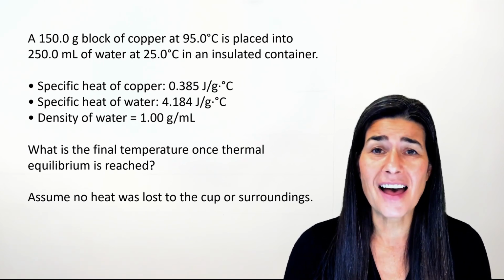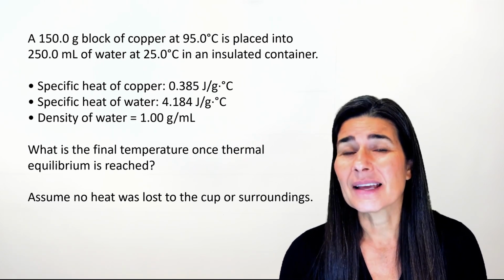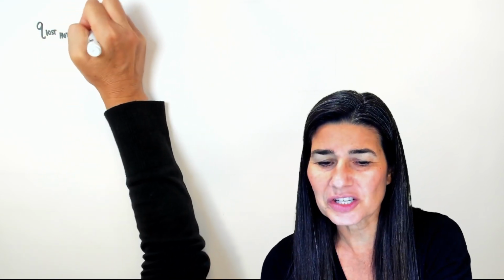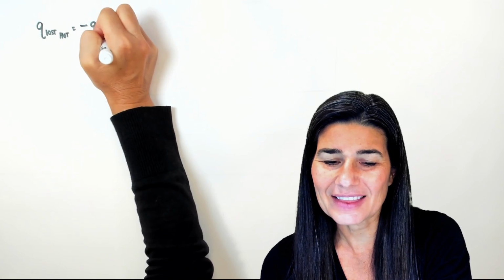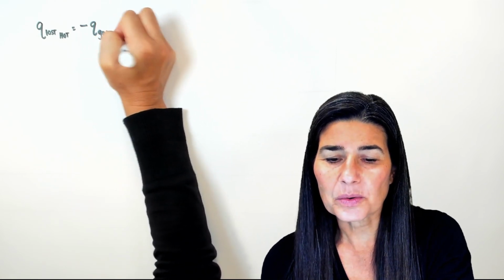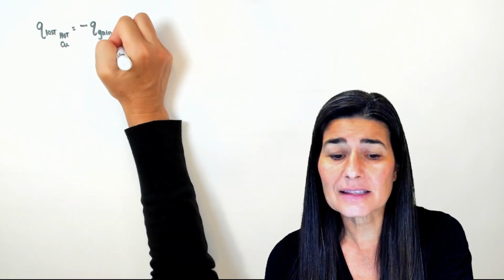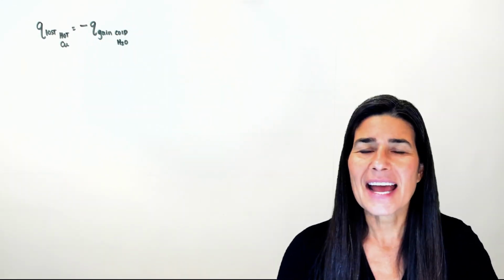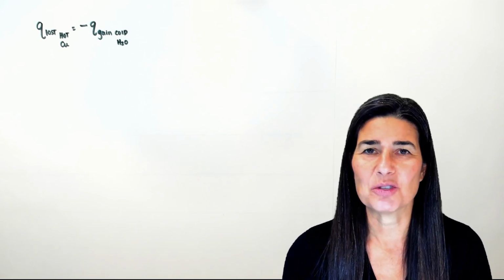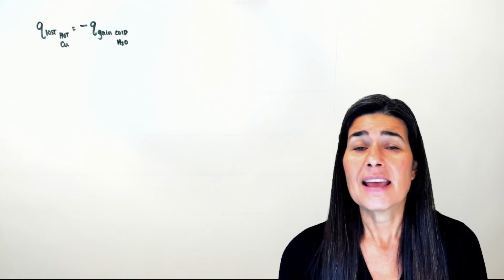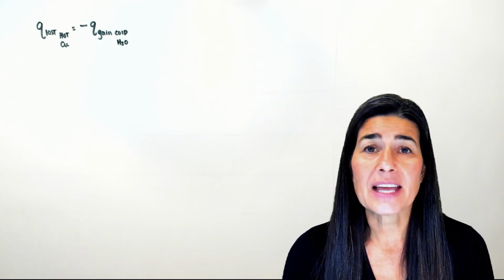Heat lost by the hot equals negative heat gained, in this case, by the cold water. So I'm going to start by saying Q lost by the hot equals equal and opposite changes, heat gained by the cold. Okay, so who's losing heat? Hot copper. Who's gaining heat? The cold water. Now we just need to figure out how is that heat being transferred? Is it causing a temperature change or a phase change? So let's take a look at our hot copper.